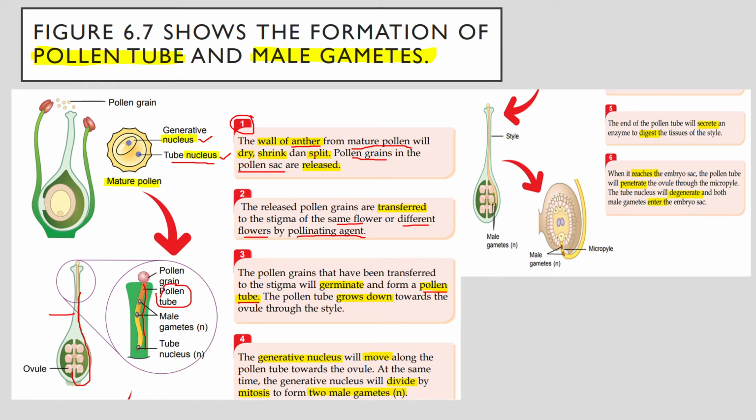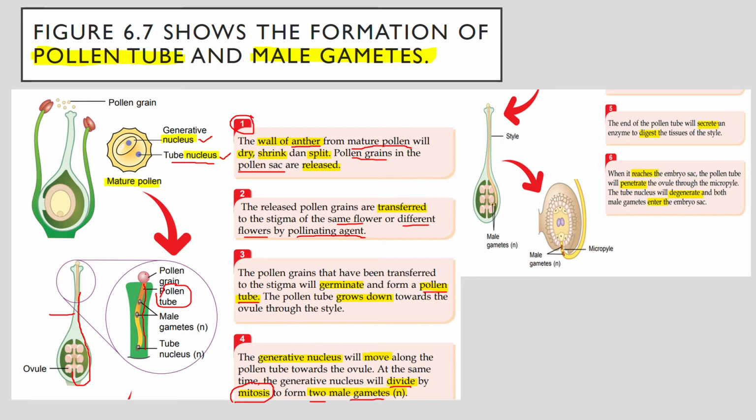At the same time, the generative nucleus will divide. Now, where is the generative nucleus? So it's moving along this pollen tube. It's going to divide by means of mitosis. That means from one nucleus, we'll end up having two gametes, two nuclei. That is mitosis, from 1 to 2.